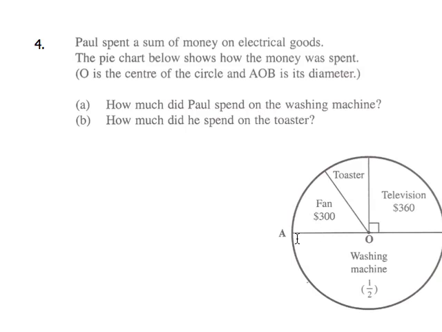So let's take a look at the washing machine. It's actually half of the circle. And let's see what else we can see that is in relation to that. Oh, here we go, $360. And what is this over here? Is that 90 degrees? Yes, it is 90 degrees. And 90 degrees times 2 is going to give you 180 degrees. Or in other words, the television costs 1/4 and the washing machine costs half.